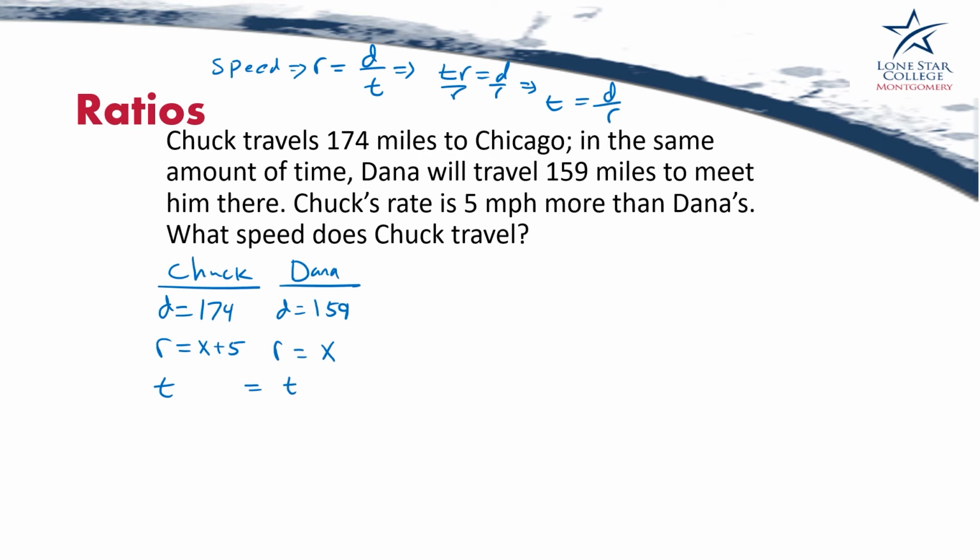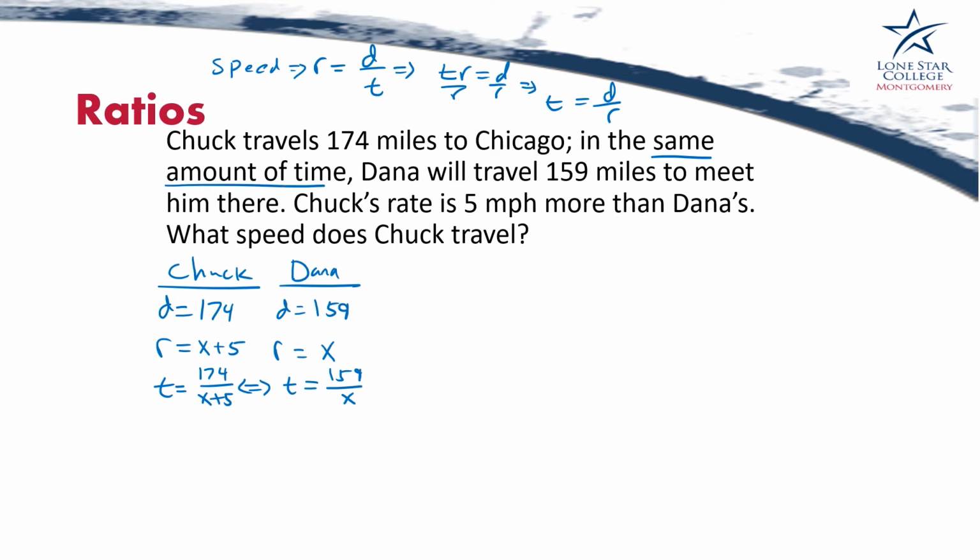So in doing that, let's figure out what Chuck's time is. Chuck's time can be represented by his distance over his rate. Same thing for Dana's: her distance over her rate. So 174 over X plus 5 for Chuck's time, and Dana's is 159 over X. Now we know their times are the same.